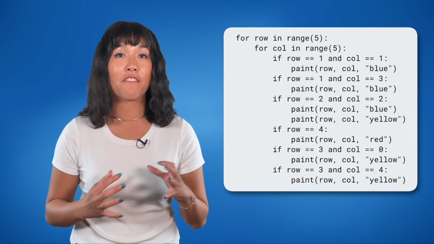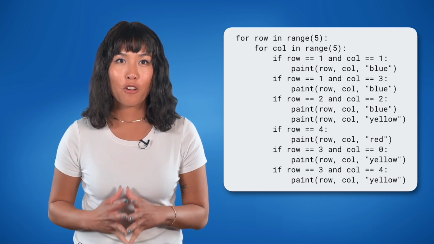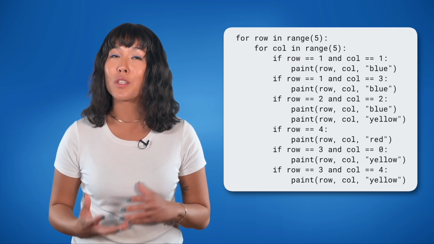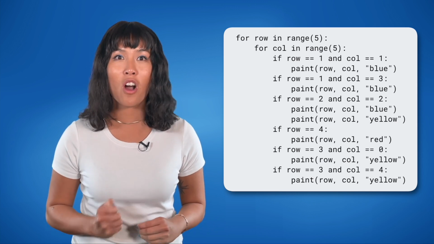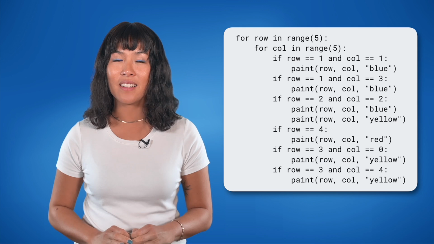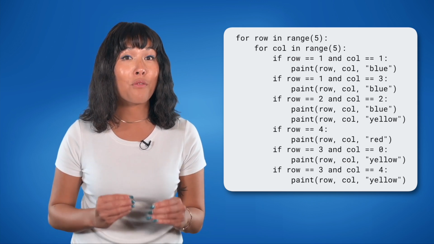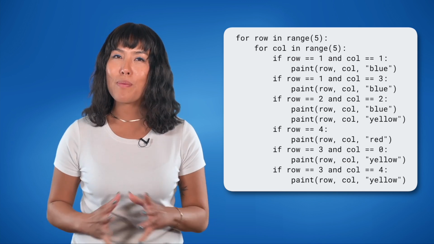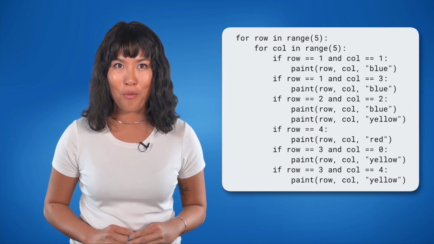Let's check our code. There are a few ways you can do this, but we will look at one possible answer. Since there are 5 rows and 5 columns, the nested for loops remain the same as before. Our first 3 if statements paint blue in the areas where blue should be. Our third if statement also paints yellow in row 2, column 3, because that square is green. Then we paint red in every square of row 4, so that is shown in the fourth if statement. Lastly, we paint yellow in 2 squares when row is 3 and in column 0 and 4.